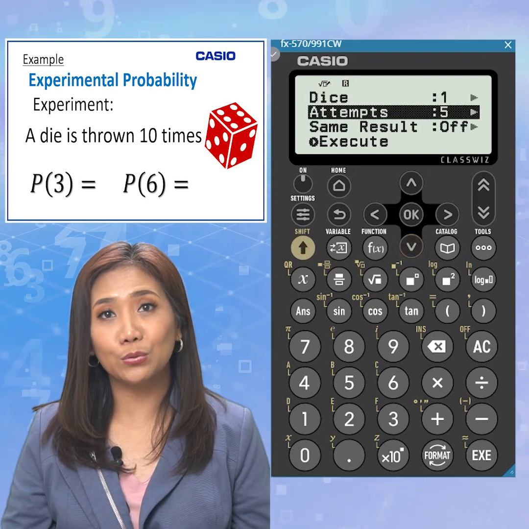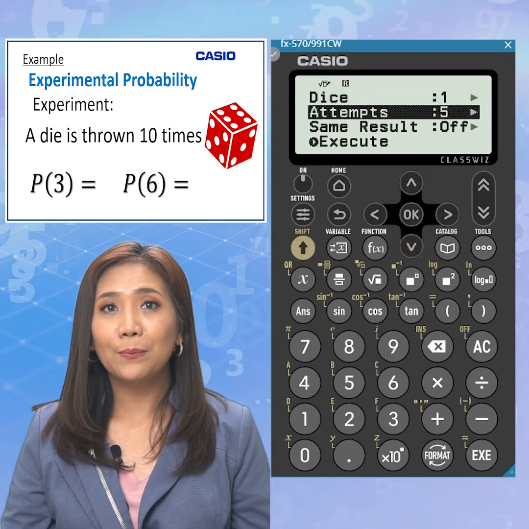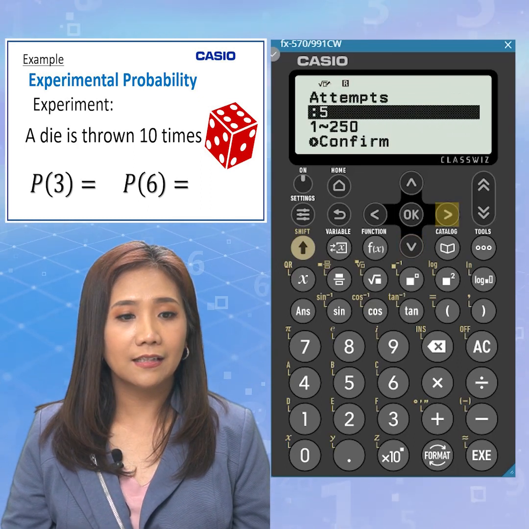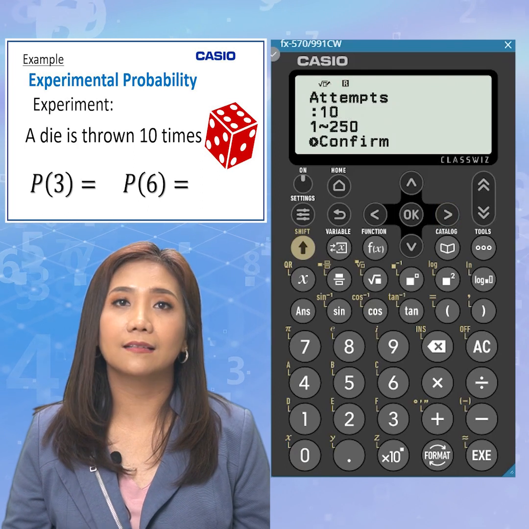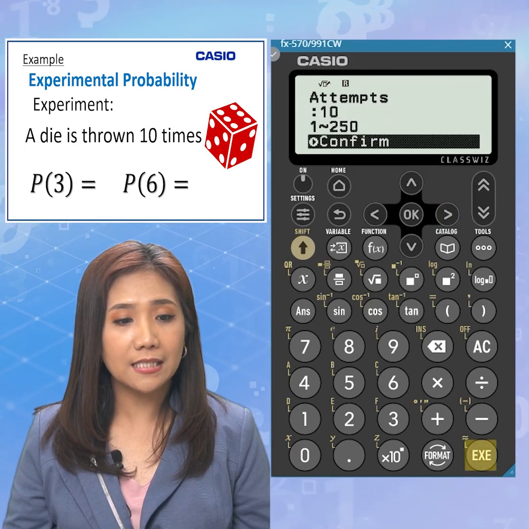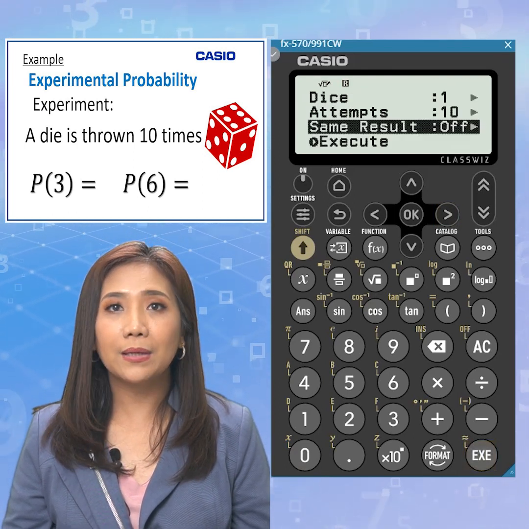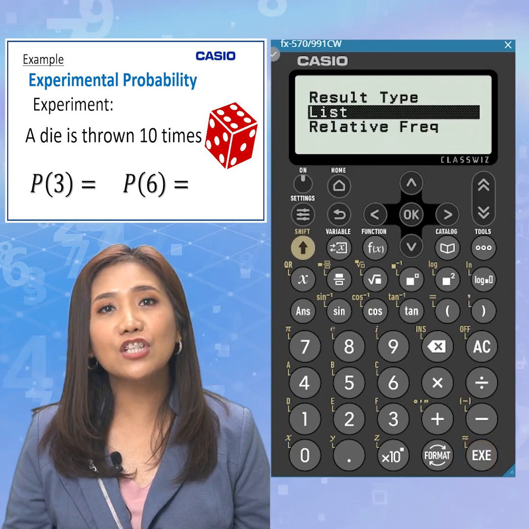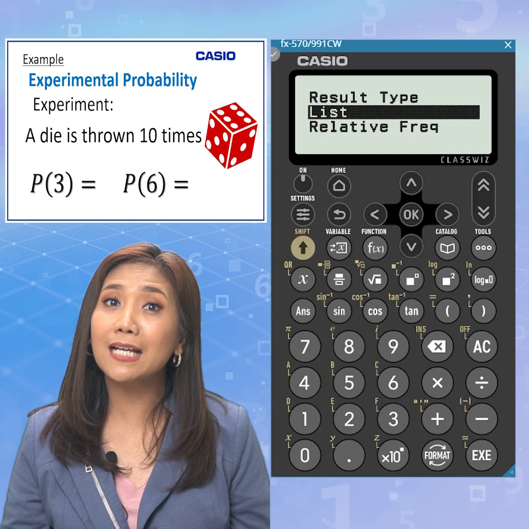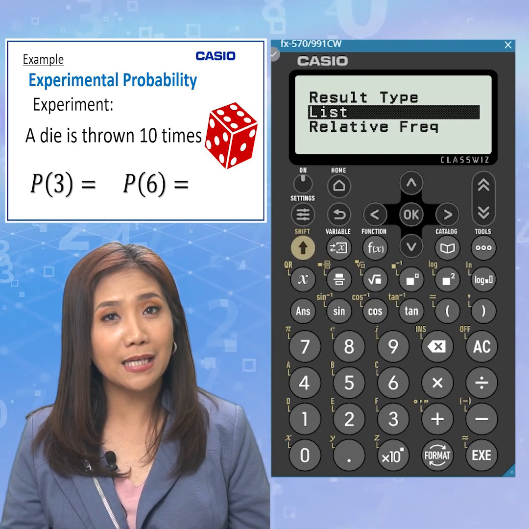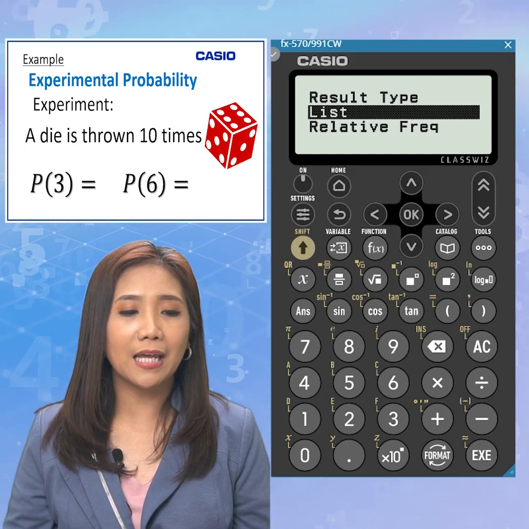Since we are tasked to do the experiment 10 times, we click on arrow right, and we key in 10 for the attempts. We click on Exe twice to confirm, then we click on Exe. We have a choice between list and relative frequency. This time, let's take a look at all the outcomes from the experiment. So we click on Exe.